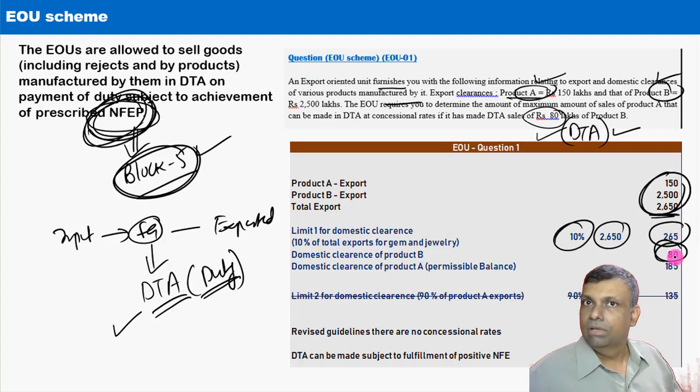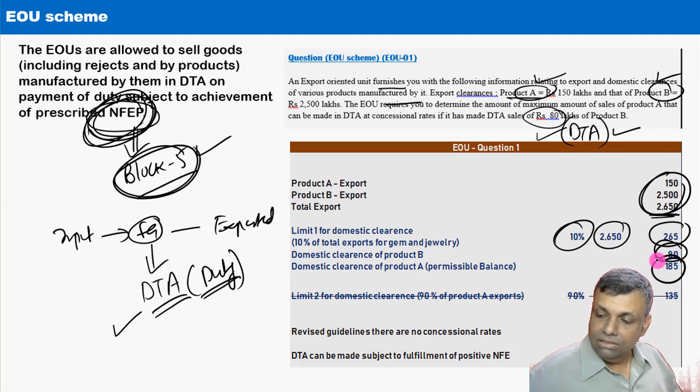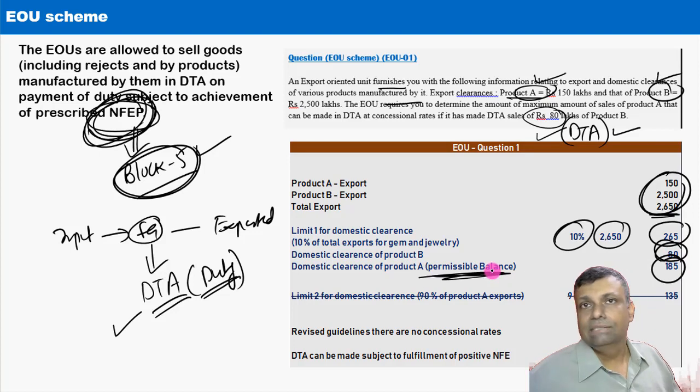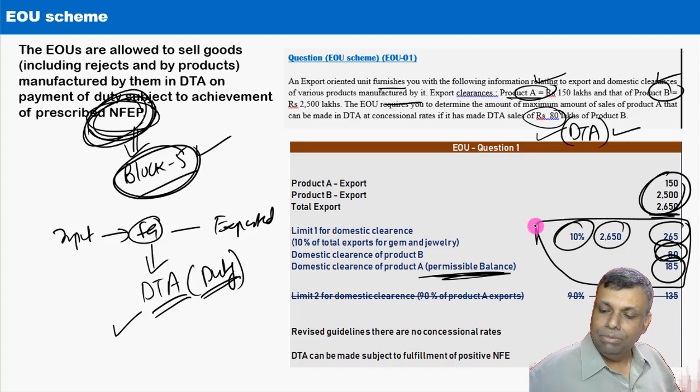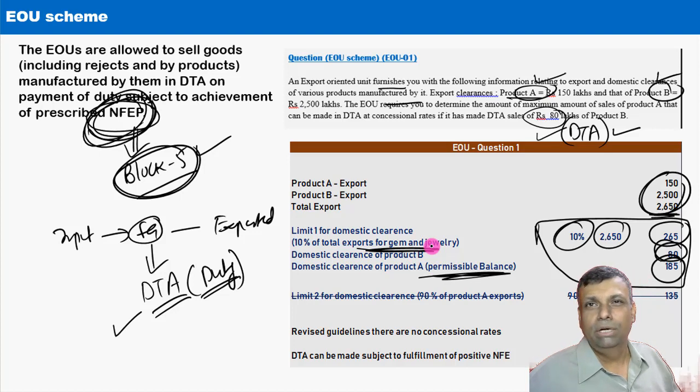How much you have already cleared of one of the products? I'm assuming that both the products are gem and jewelry products only. And this is the balance amount which you can clear in the domestic tariff area. But in any case, any clearance to the domestic tariff area will be subject to payment of duty. So it is not free of duty that you are going to clear the goods in the domestic tariff area. However, this kind of monetary limit is applicable only with respect to gem and jewelry. This particular example was gem and jewelry, and for some service sectors a different monetary limit is there. But by and large, friends, there is no monetary limit. I repeat, by and large there is no such monetary limit.